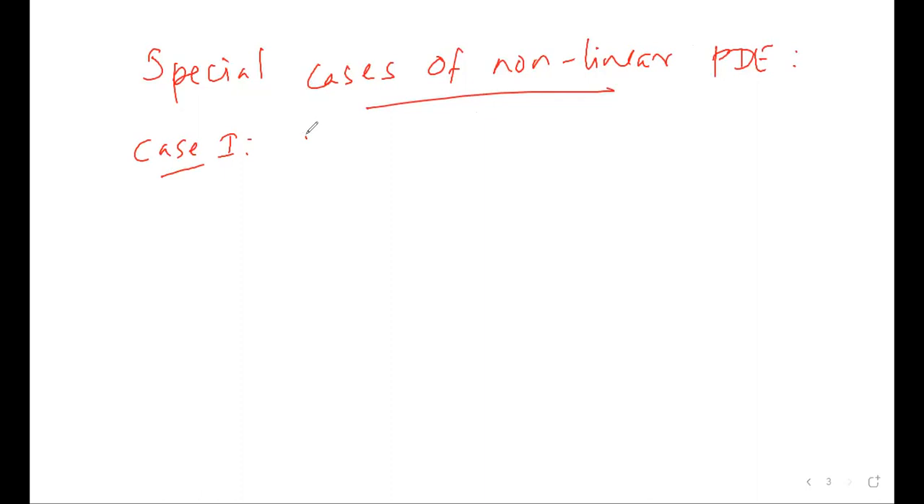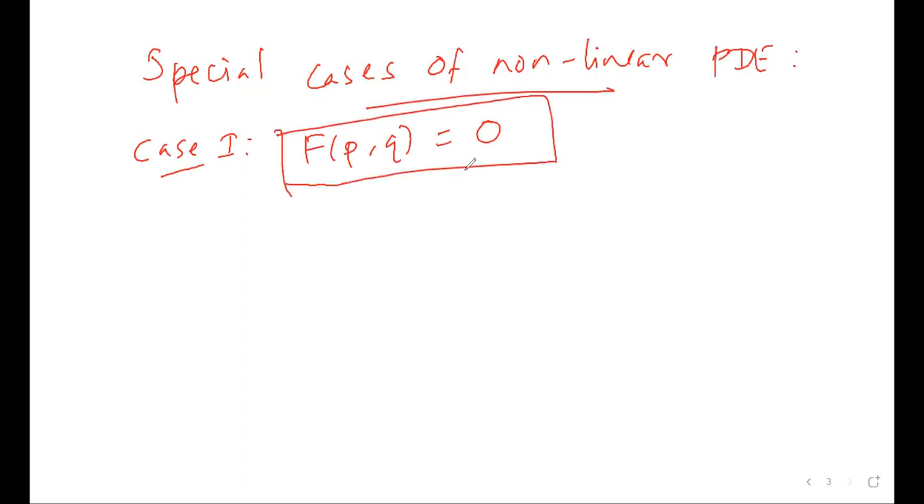Let's say my function is in the form f of p comma q is equal to 0. This is our case 1. The function has only the terms of p and q. You know what p and q are, isn't it? So it means f is independent of other variables like x, y, z. Commonly in this course, we are taking x, y, z as well as p, q, so we don't need to think of some extra variable. Just keep it like this.